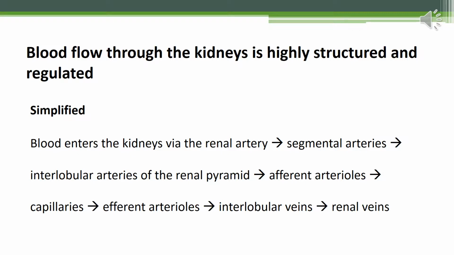These lead to the afferent arterioles, which lead to capillaries, which lead further to afferent arterioles, which then become interlobular veins, and then finally renal veins, and this is where the blood is exiting the kidney and returning back to the cardiovascular system, even though I guess technically it never really left it.